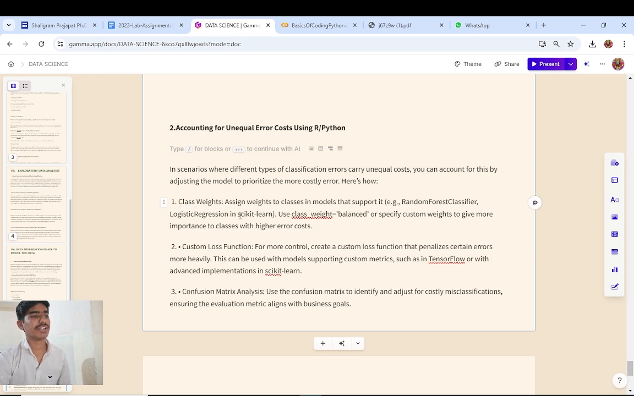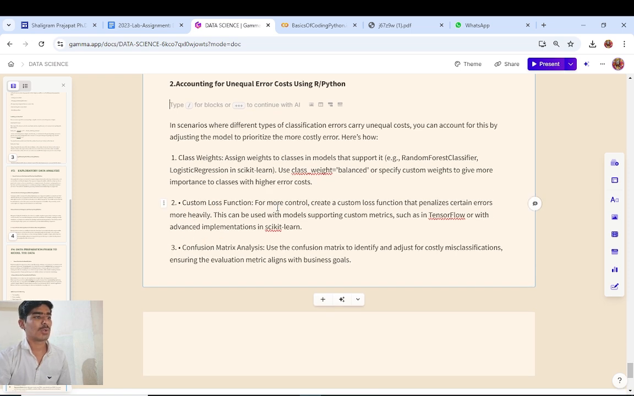First is class weight. Assign weights to the classes in models that support it, for example, random forest classifier and logistic regression in scikit-learn. Use class_weight equal to balanced or specify custom weights to give more importance to classes with higher error cost. Second is the custom loss function.